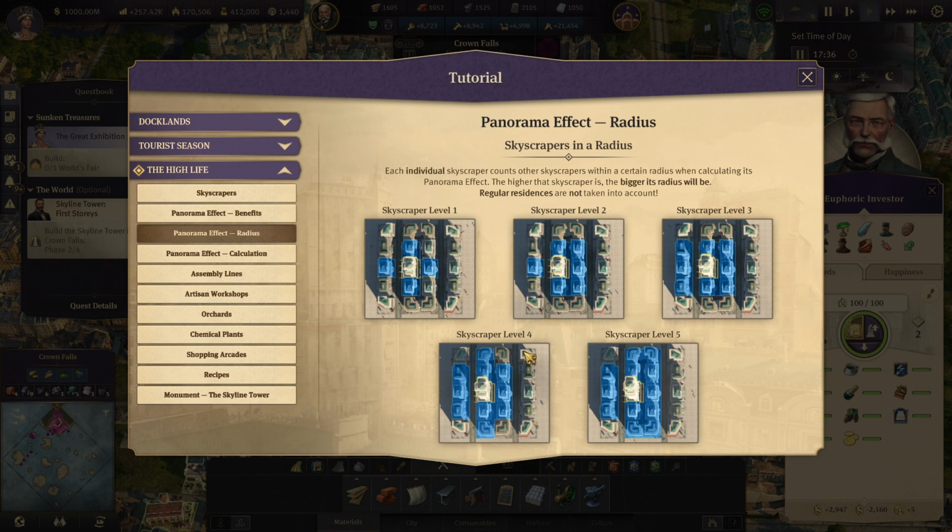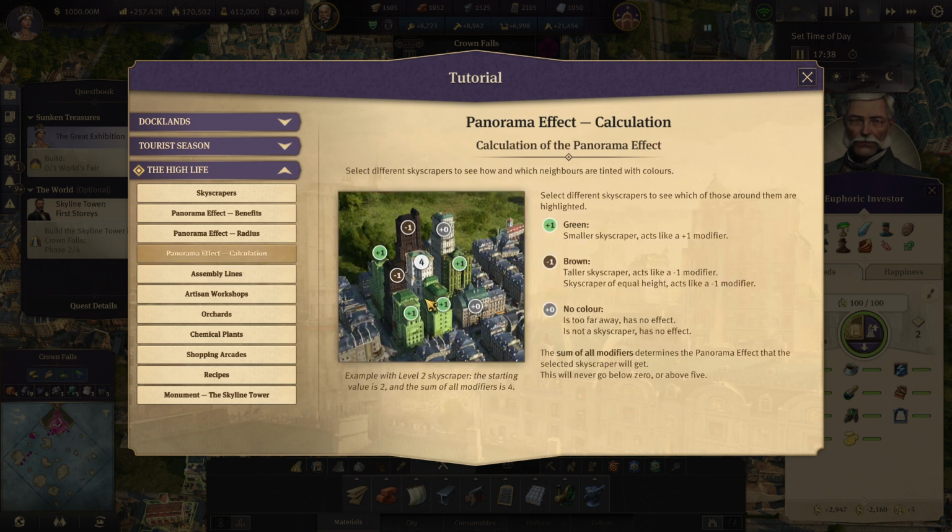What is also important, and maybe let's move to the actual calculation, is that it only takes into account other skyscrapers. So if you have a normal residence like this one, this is your normal investor, it doesn't count. It doesn't give a bonus or a malus. This is the same if you have a warehouse, fire station, or even just nothing, right? If you're at the end of your map, for example, it's not like it's going to give you a malus or a bonus. What does give you bonuses or maluses is other skyscrapers.